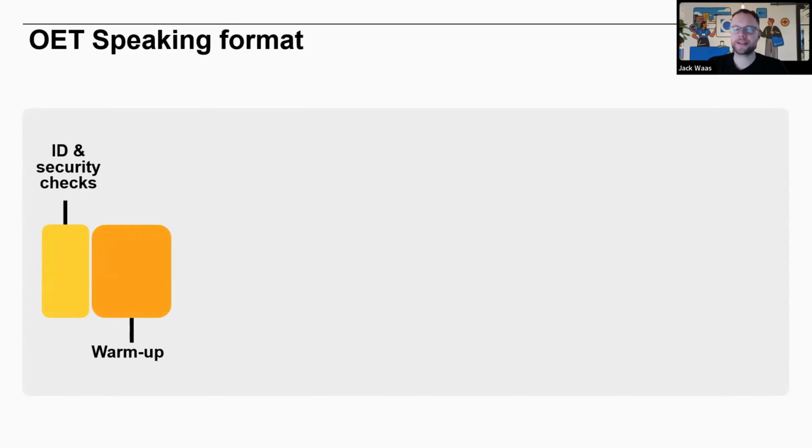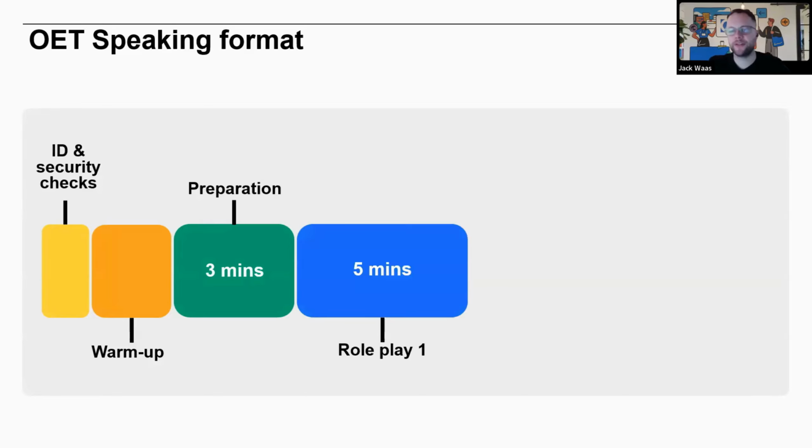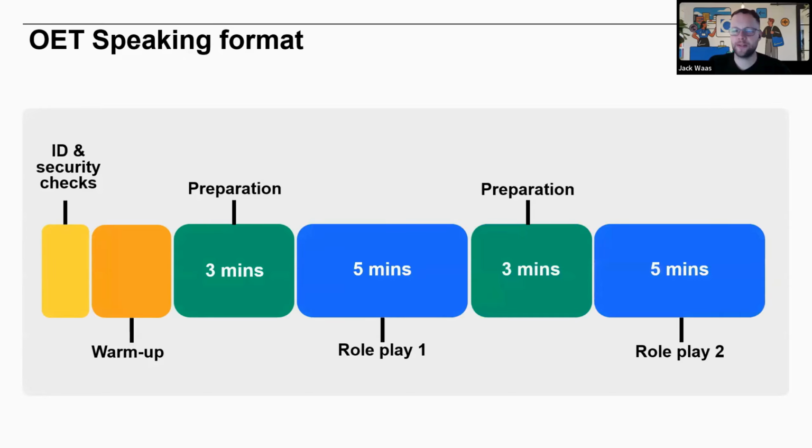Here, the interlocutor asks you some questions about your professional background. This is just a chance for you to get comfortable with each other's voices. Then you get your role play card and 3 minutes to prepare. The first role play goes on for 5 minutes. Then you get the next role card and another 3 minutes to prepare for the second role play. You will be able to see the role play card throughout the role play.